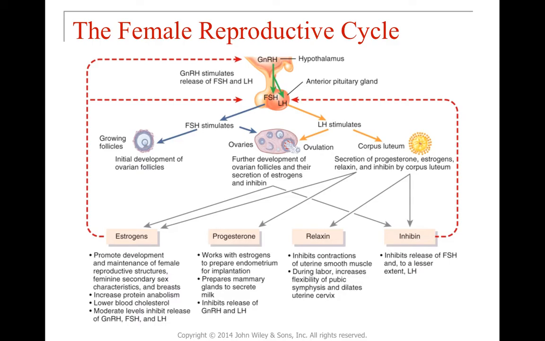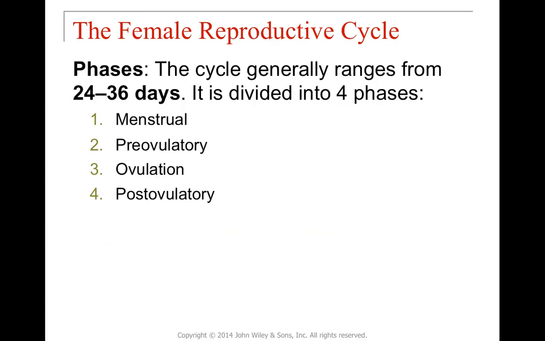So moving on to inhibin. Inhibin is going to inhibit the release of follicle-stimulating hormone and also luteinizing hormone. So this is also another way that we are regulating, in this place at the anterior pituitary gland level, the hormonal release. Okay, so I know that was a lot. Don't worry, we're going to talk about it from a couple other angles as well.